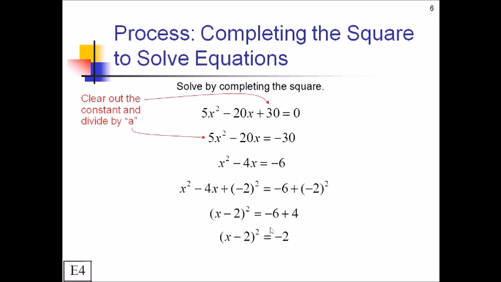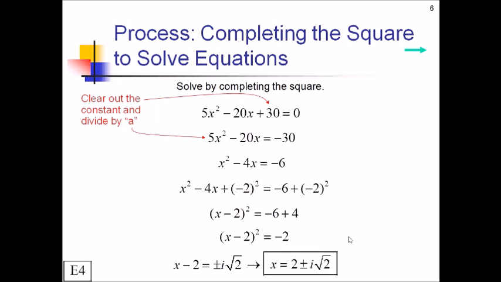Now we have to square root both sides. So we're going to have x minus 2 equals plus or minus square root of -2. But wait a sec, what's the square root of -2? Oh yeah, we need to take an i out to make that i radical 2. And then, one last step, we're just going to add 2 to the other side. So x then equals 2 plus or minus i radical 2.